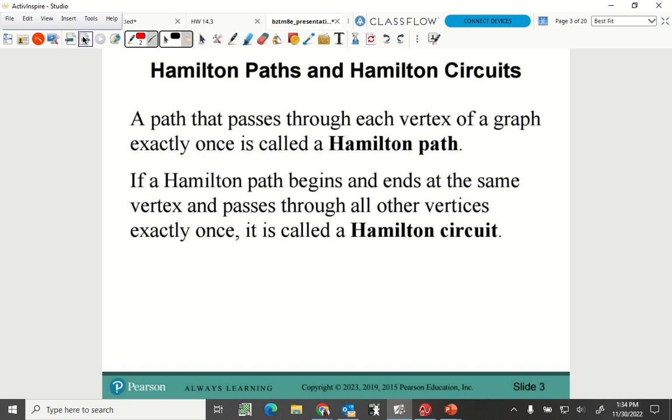Okay, good. All right. So a Hamilton circuit starts at one place and goes all the way back to that same place.